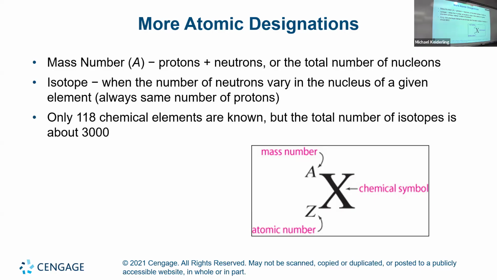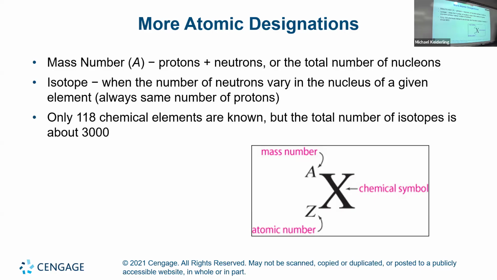So, for example, hydrogen, the simplest element, has 3 isotopes. There's just regular hydrogen, which has an atomic number of 1 and a mass number of 1, just a proton. Then there's deuterium, which is also known as hydrogen 2. That has an atomic number of 1 and a mass number of 2. It's 1 proton and 1 neutron.